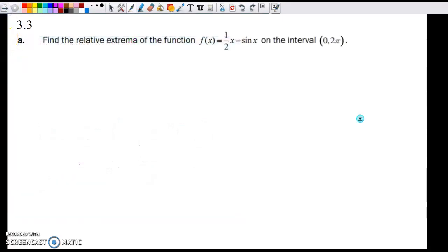Find the relative extrema of the function f of x equals 1/2 x minus sine of x in the interval 0 to 2 pi. Again, I'll tell you how to start this, but I don't have time to go through the whole problem. What you want to do is find f prime of x, and set that equal to 0 or undefined. There's no time in which cosine of x is undefined or 1/2 is undefined.